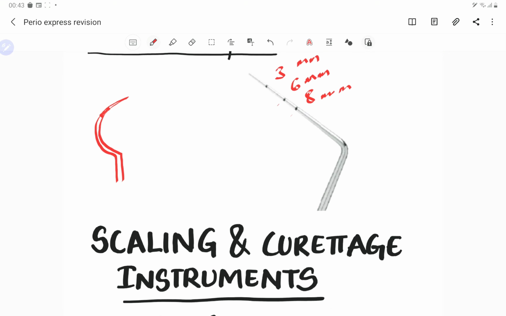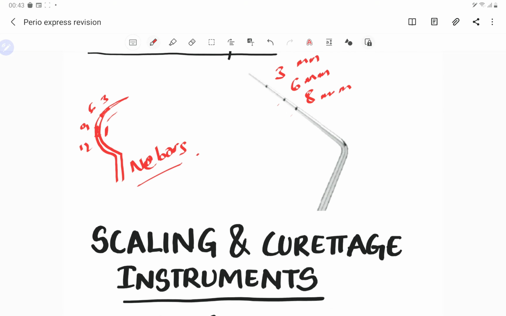So it has got 2 markings. One is at the 3 millimeter, 6 millimeter, 9 millimeter and 12 millimeter marking. So color coding between 3 and 6 and 9 and 12 in case of our Nabers probe. So this is about the probes.